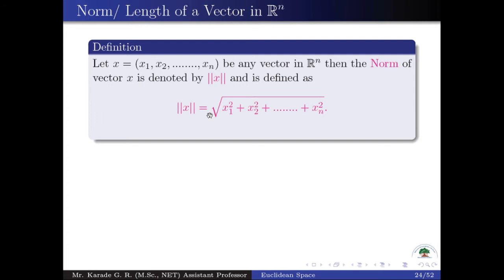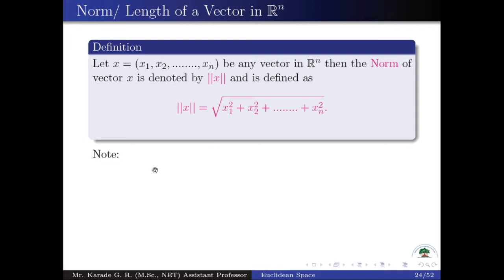as we have seen already in the previous slide, the norm of x is equal to the square root of the addition of squares of components of vector x. These are the components of vector x. So the norm of x is equal to the square root of x1 square plus x2 square plus ... plus xn square. So this is the definition of the norm of a vector in Rn.